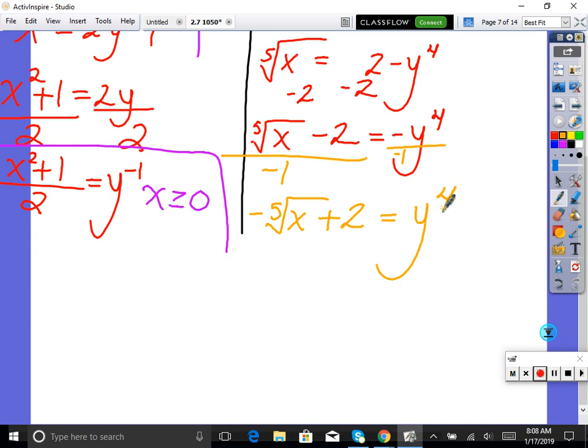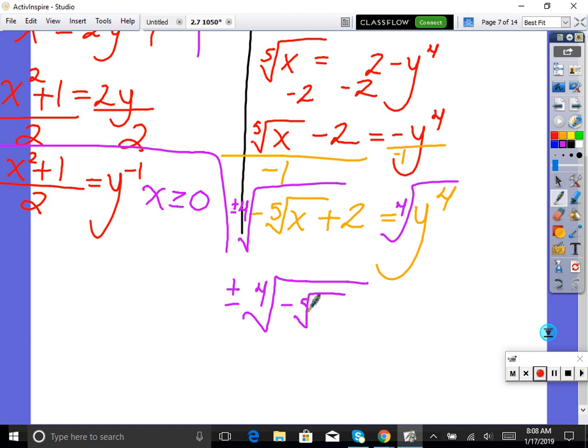And now we're at the point where we can take the 4th root, right? We just took an even root. Just like a square root, I need a plus or minus. So my answer is plus or minus the 4th root of negative 5th roots of x plus 2 equals y inverse. Because of the plus or minus, what do we know about the inverse? It is not a function. Therefore, the original is not 1 to 1.